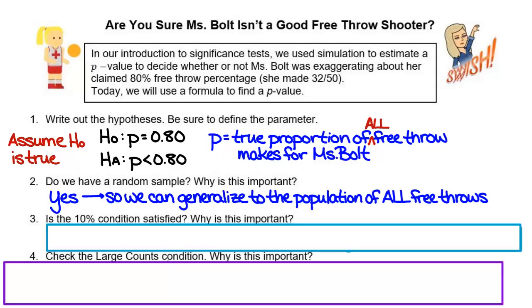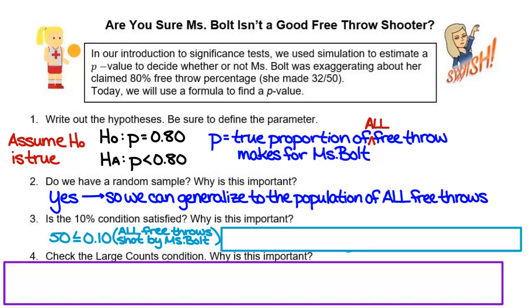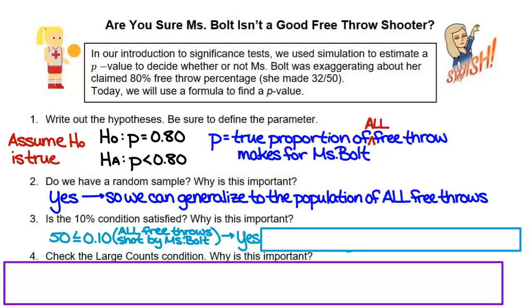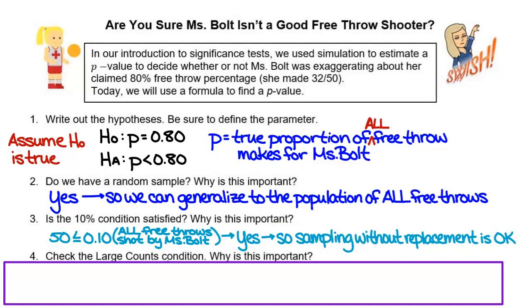Is the 10% condition satisfied? Yeah, what would I need to do to check that? 10% of all free throws has to be greater than or equal to 50, the sample of free throws. So 50 is less than or equal to 10% of all free throws shot by Ms. Bolt. So this condition has been met. Why is that important? Sampling without replacement is okay, so we can use our formula for standard deviation.